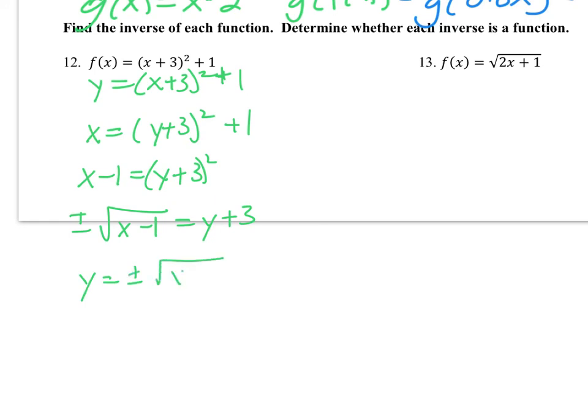Plus or minus the square root of x minus 1, minus the 3. So that's what the inverse looks like. If you wanted to, instead of y, you could call it f inverse. Well, actually, sorry, we shouldn't call it f inverse of x because it's not a function. So I'll just leave it as y. And then, yeah, no, it's not a function, something like that.